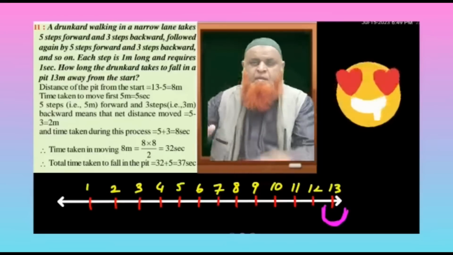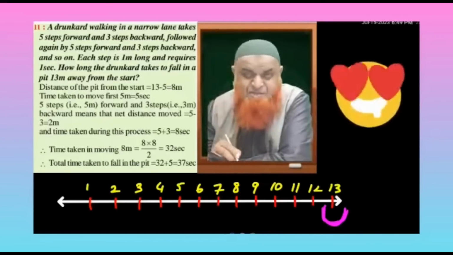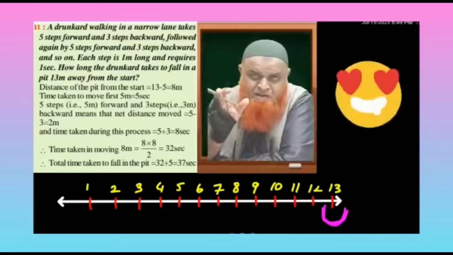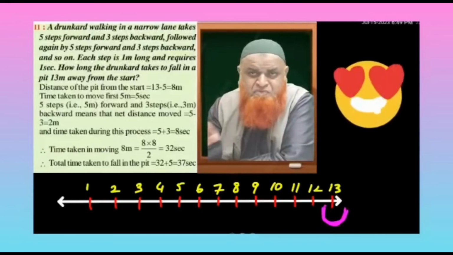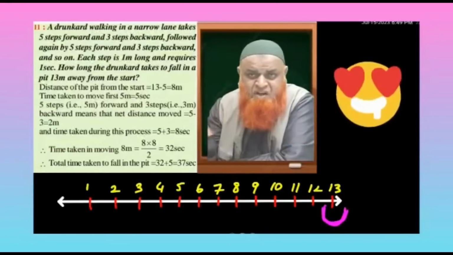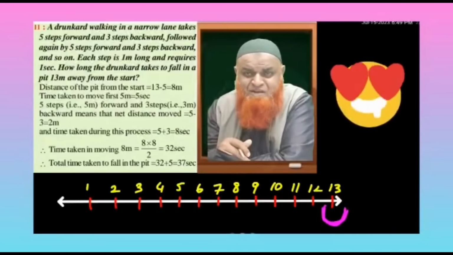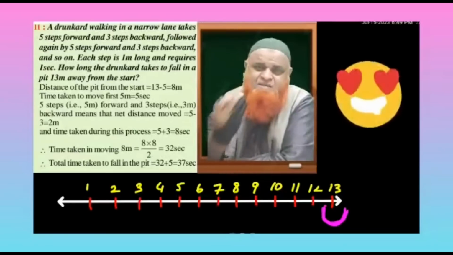My dear students, in almost all the books, this problem of a drunkard is given, and they all follow the lengthy process. A drunkard moves 5 meters forward, 3 meters backward, again 5 meters forward, 3 meters backward, again 5 meters forward, 3 meters backward. They will count all 5 meters, again come back, again go forward. This is a waste of time.